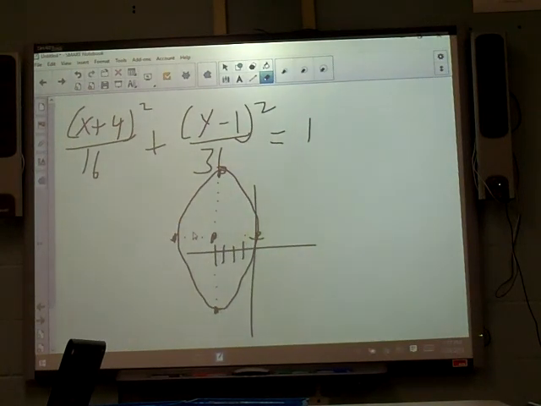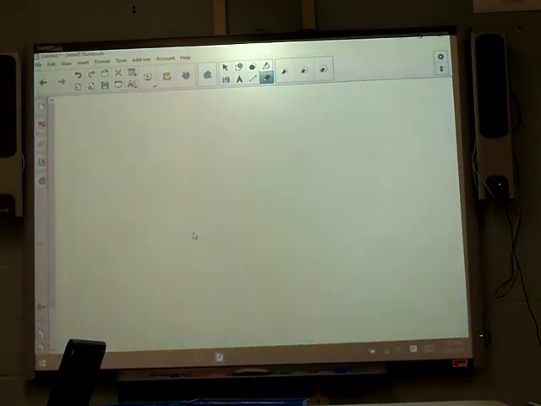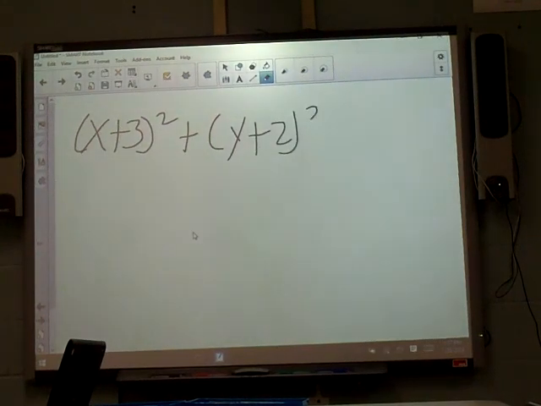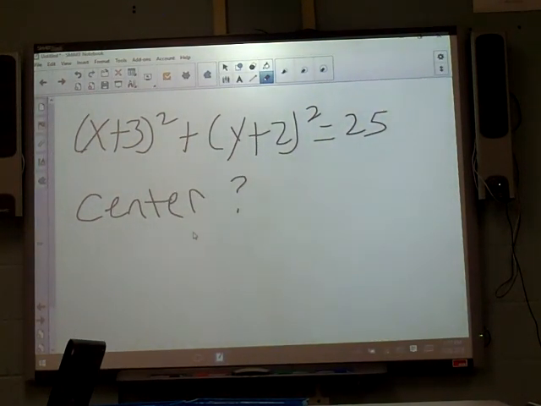Okay, any questions on that? I'm going to give you one to answer in your exit question. And it's an easy one. That's what we need there. Alright, it says x plus 3 squared plus y plus 2 squared is equal to 25. I just want to know, this is a circle, what is the center of that circle?